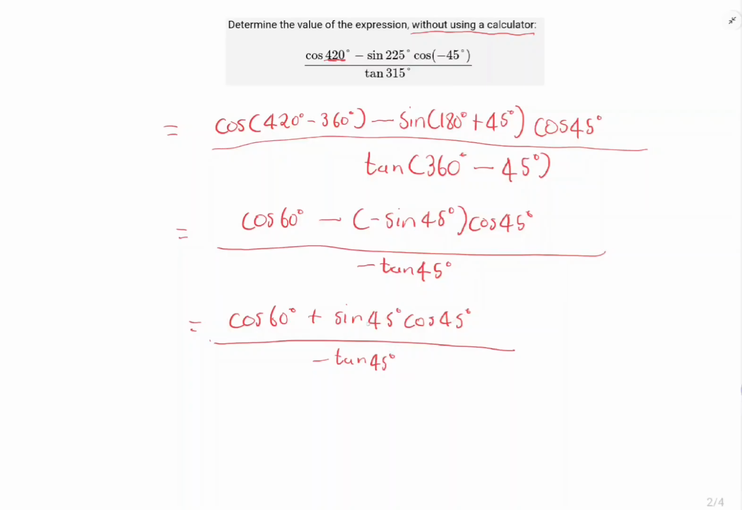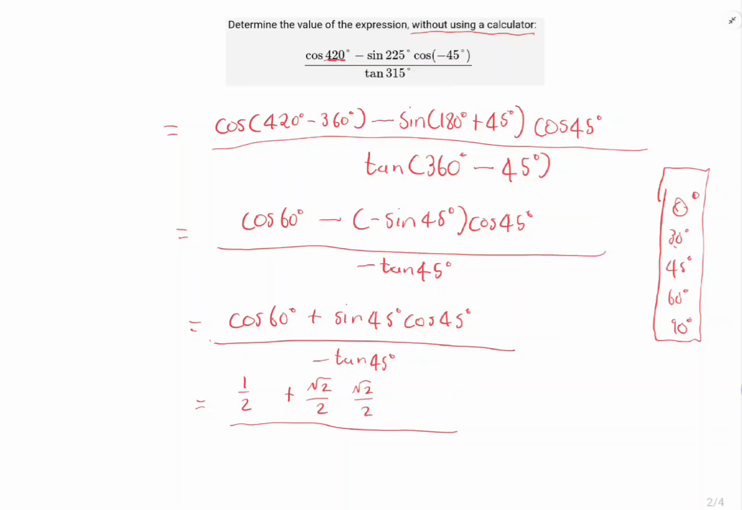These 45, 45, 45, 60, you must know that they are special angles. So what are special angles? It's 0, 30, 45, 60, and 90, right? These are special angles, meaning that they have certain ratios, certain fractions that you must know. So for cos 60, it would be 1 over 2. Sine 45 is square root 2 over 2. Cos 45 is also square root 2 over 2. Right? And then what is negative tan 45? It's just going to be negative 1.